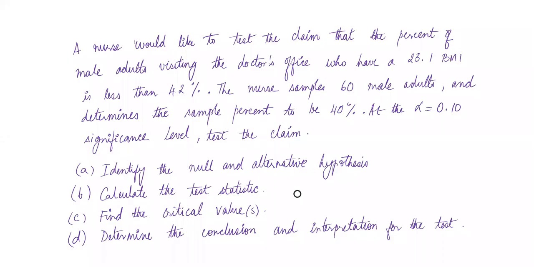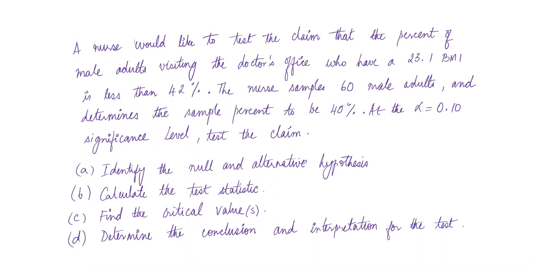So here's the next problem. A nurse would like to test the claim that the percent of male adults visiting the doctor's office who have a 23.1 BMI is less than 42%. The nurse samples 60 male adults and determines the sample percent to be 40%. At the alpha equals 0.10 significance level, test the claim.